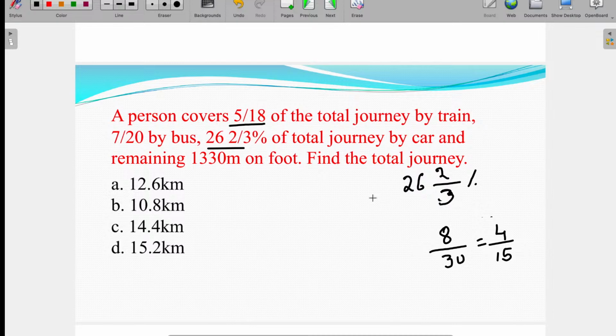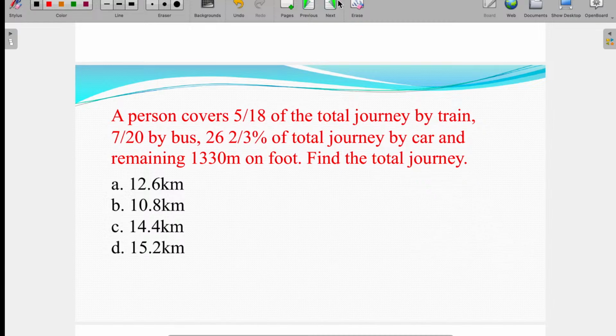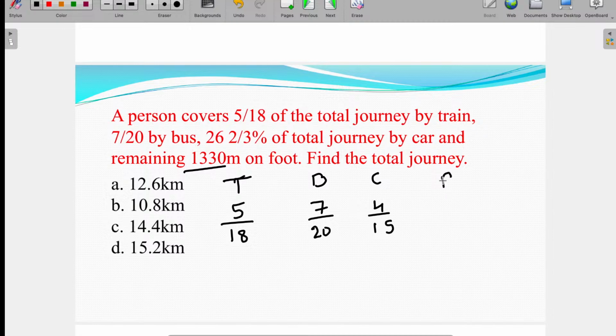Of the total journey by car, remaining journey. So see, I will write it here, 4 by 15, remember it. First is traveling in a train. Train is traveling 5 by 18. Then the bus is traveling 7 by 20. Then the car is traveling, how much did you get? 4 by 15. Remaining on foot, how much? 1330 meters. Okay, remaining by foot 1330 meters.